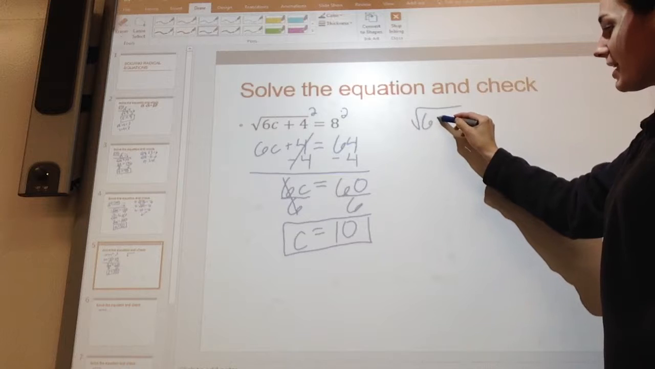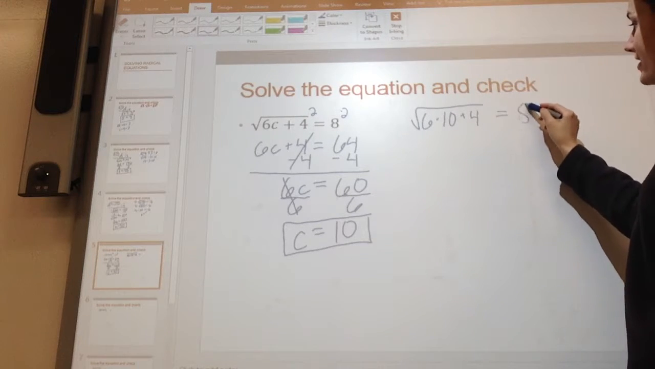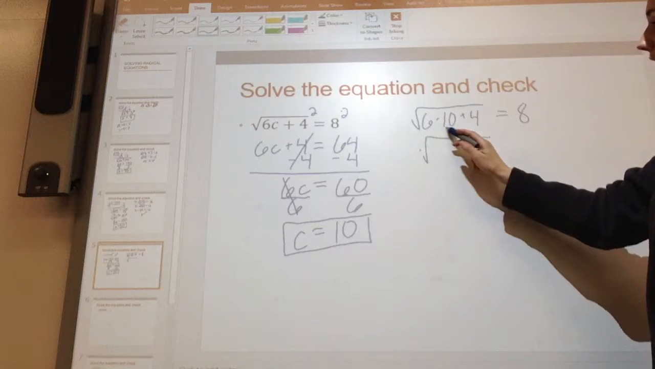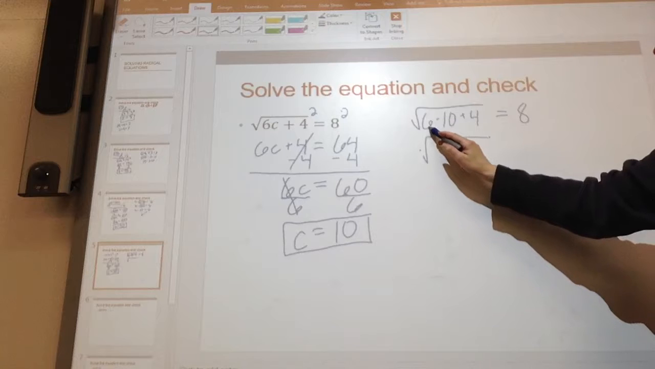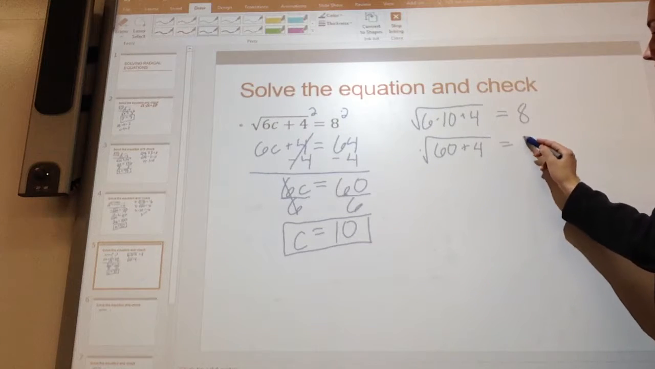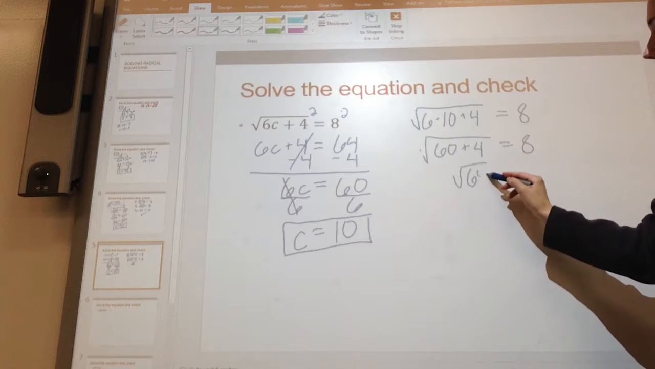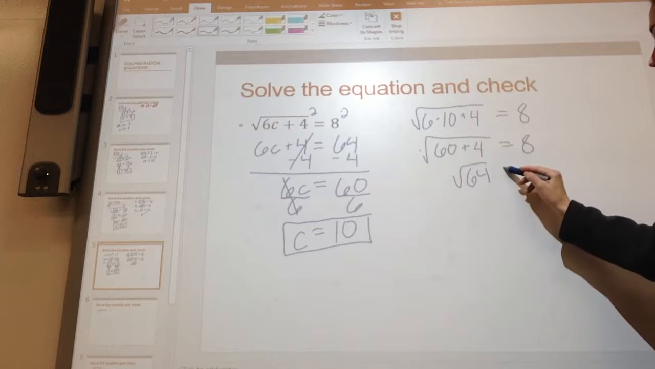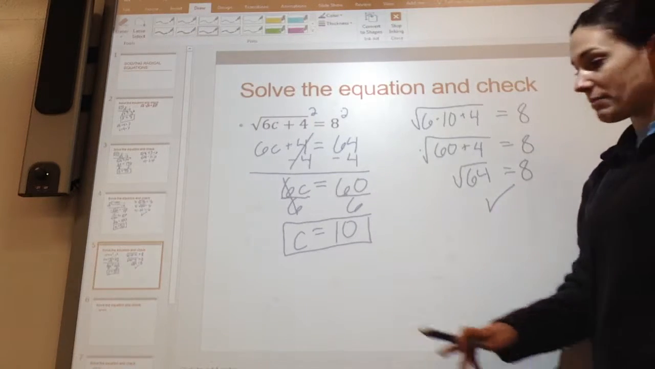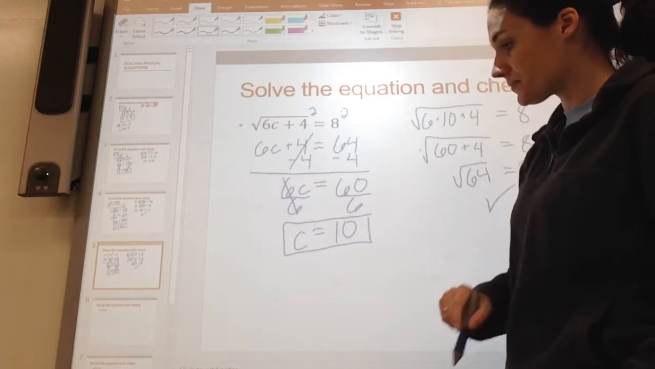So we get the square root of 6 times 10 plus 4, and that's all underneath the square root. I need to see if that really equals 8 or not. So following order of operations inside the radical here, 6 times 10 would be first, so I get 60 plus 4. 60 plus 4 is 64, so we get the square root of 64. Is the square root of 64 8? Yes, it is. So that means that c equals 10 worked. My check proved it.